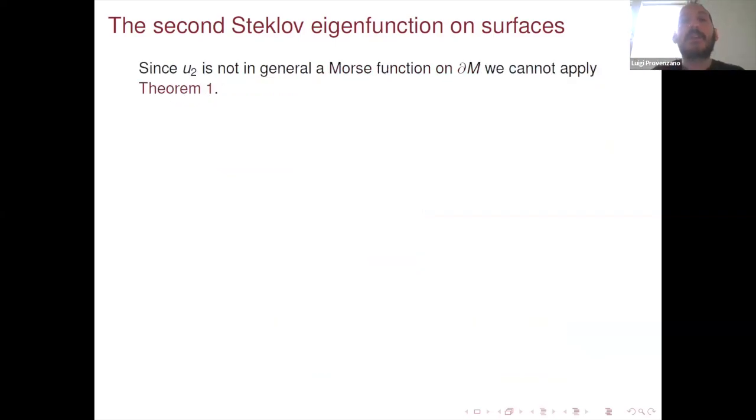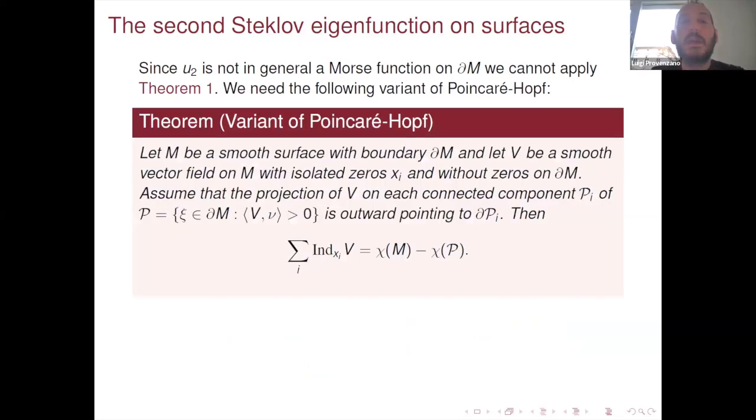The problem is that, again, we cannot apply Theorem 1 because we have proved that it enjoys the properties not generically, but not all the properties that we want, because it's not always Morse on the boundary. So we cannot apply Theorem 1. And so we need to apply the following variant of Poincaré-Hopf. So I try to describe it, but roughly.